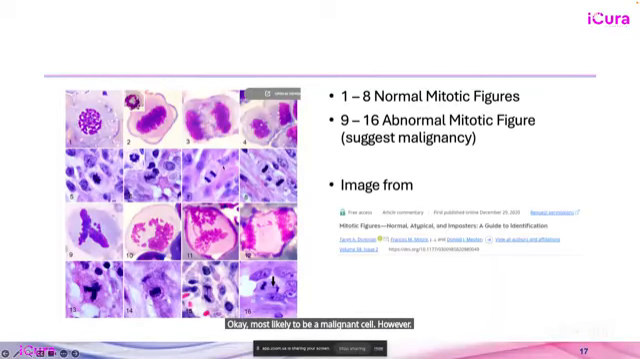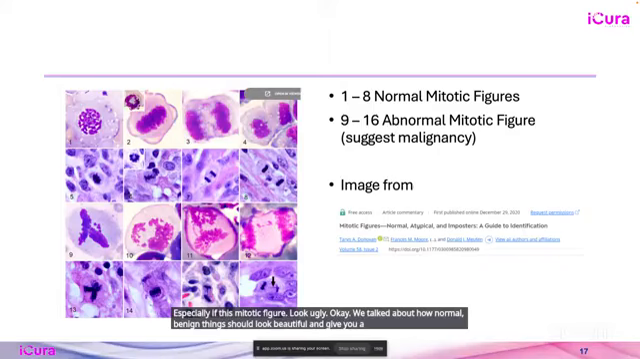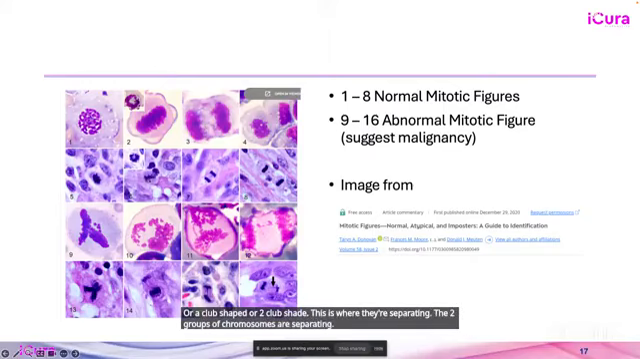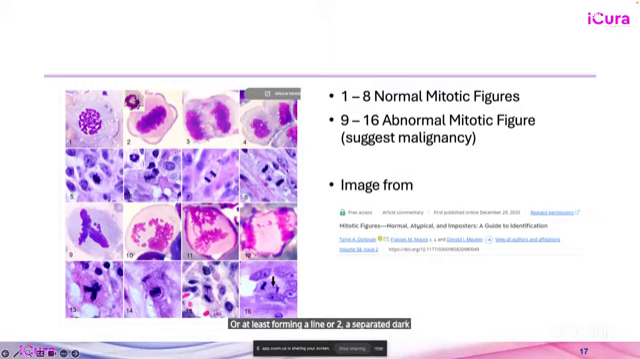However, there are definitely exceptions, especially if this mitotic figure looks ugly. We talked about how normal benign things should look beautiful and give you peace of mind, but malignant things look really haphazard, and sometimes, forgive me the language, maybe disgusting to look at. Like you see in the little panels, from number 1 all the way to number 8. These are the mitoses that are supposed to be normally happening in cells, right? They're either a very round cluster, or club-shaped, or two club-shaped. This is where the two groups of chromosomes are separating, or at least forming two separated dark lines like this. So this kind of feature tells you that they are most likely benign cells or tissue.